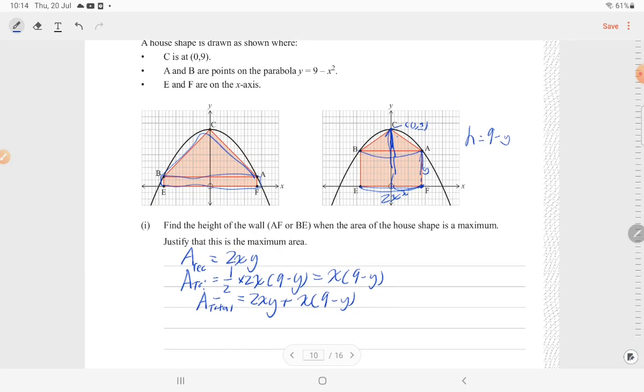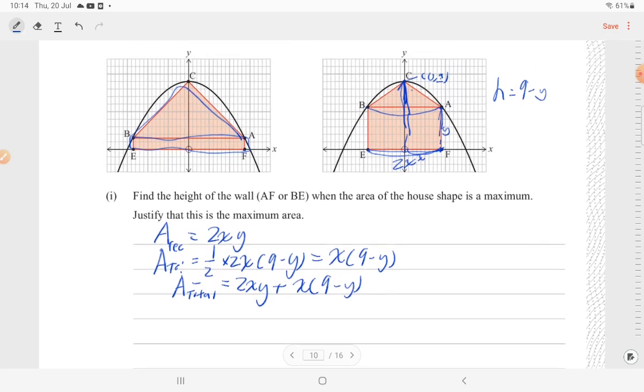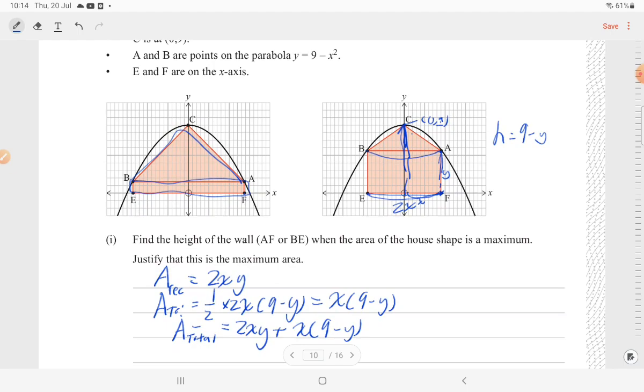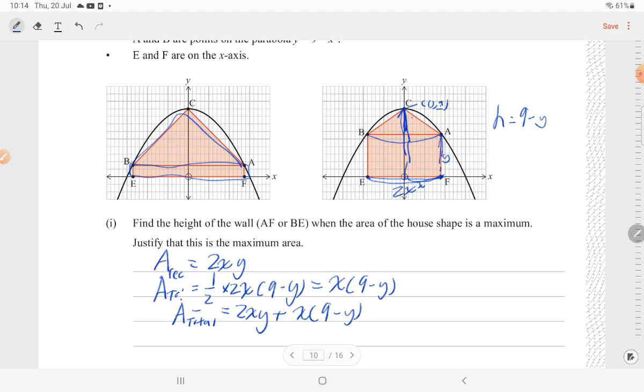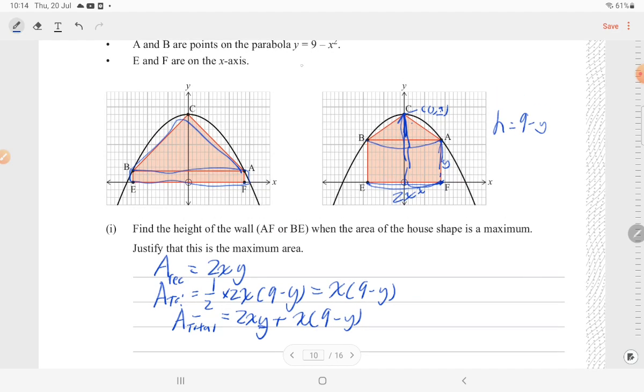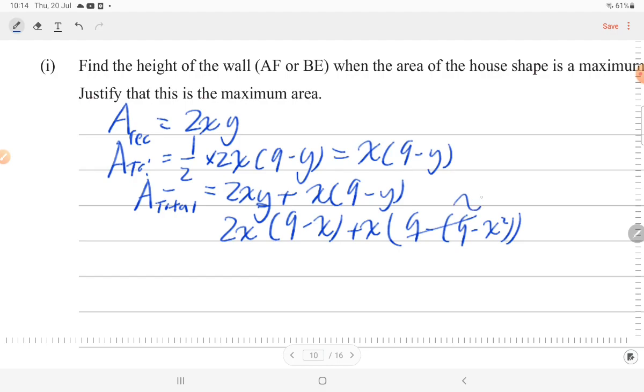A and B are points on the parabola y equals 9 take away x squared. Expressing this in terms of x will be the easiest. So where we have the expression y, we want to plug in 9 take away x squared, because those two are just equivalent. So 2x times (9 take away x squared) plus x times (9 take away 9 plus x squared). So 9 take away 9 is just 0, so this cancels out, and this negative x squared is just x squared.